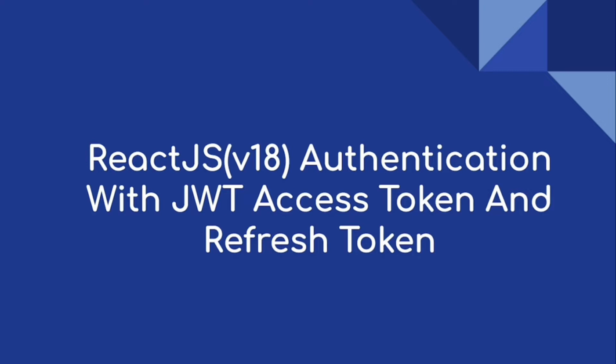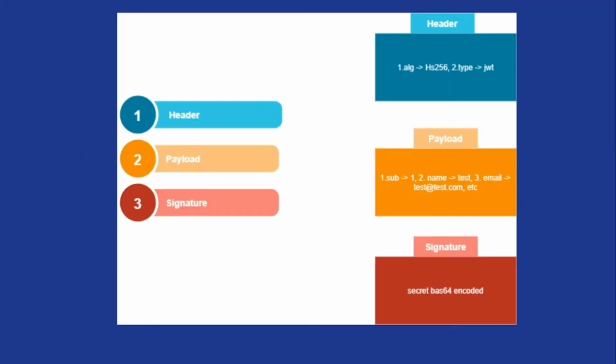So this is a video on ReactJS authentication with JWT access token. A JWT token is made up of three important parts: header, payload, and signature. The header contains information like the type of token and the algorithm used. The payload contains user claims like phone number and roles; all those claims can be encoded into the token. And the signature is meant to secure the token. Generally, a JWT is a secure token.